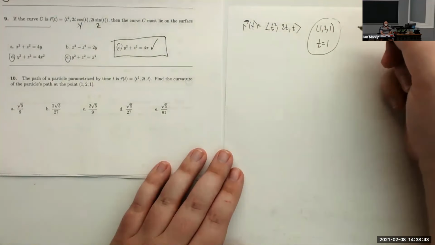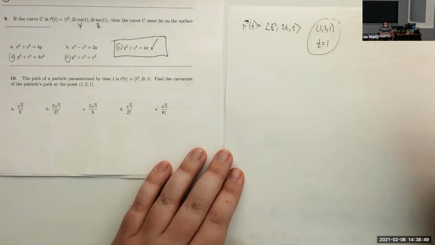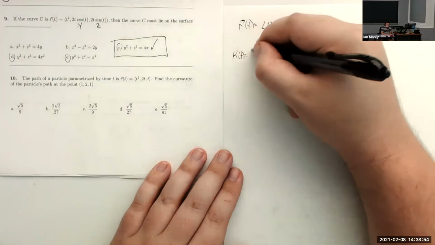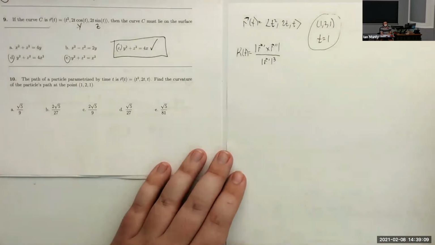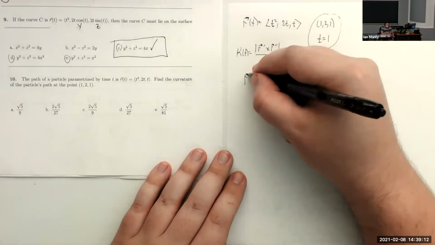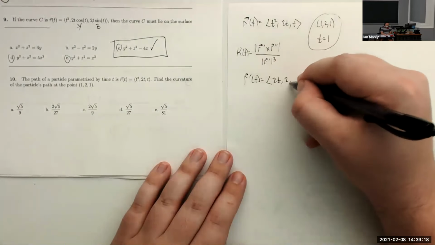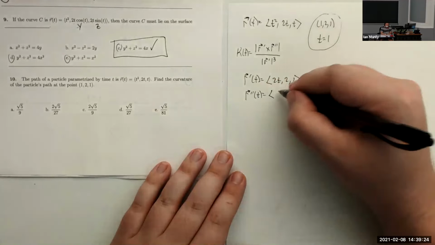All right, now that we know that, we just need to use the formula for kappa, or curvature, to get our answer here. Kappa of t is going to be the magnitude of r prime cross r double prime divided by the magnitude of r prime cubed. This is usually the one I default to when computing curvature, unless they automatically give me a unit tangent vector or something. So let's compute our derivatives here. r prime is 2t, 2, and 1, and then r double prime is going to be 2, 0, 0.